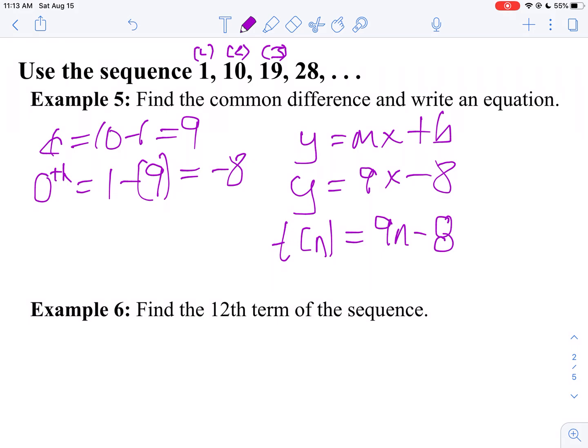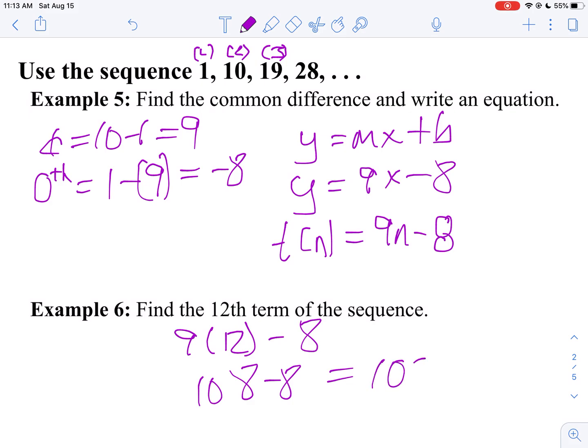Now, if I want to take a look at example 6, I want to find the 12th term in the sequence. I'm going to replace x, or n, depending how you look at it, with 12. In other words, I'm going to take 9 times 12 minus 8. Well, 9 times 12, let me see, 9 times 2 is 18. So you get 108 minus 8. So the 12th term of our sequence is 100.